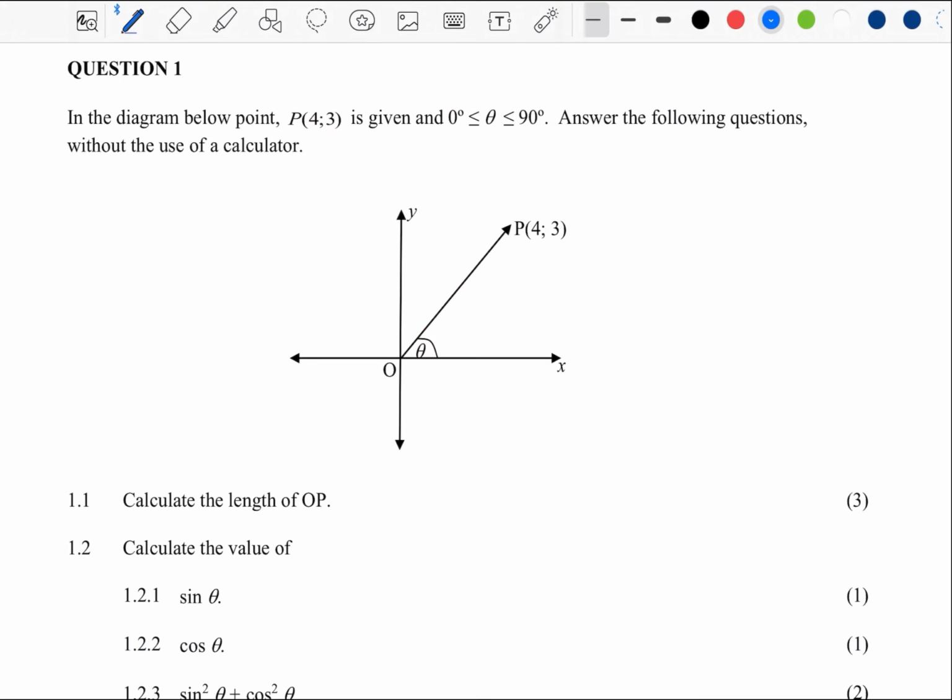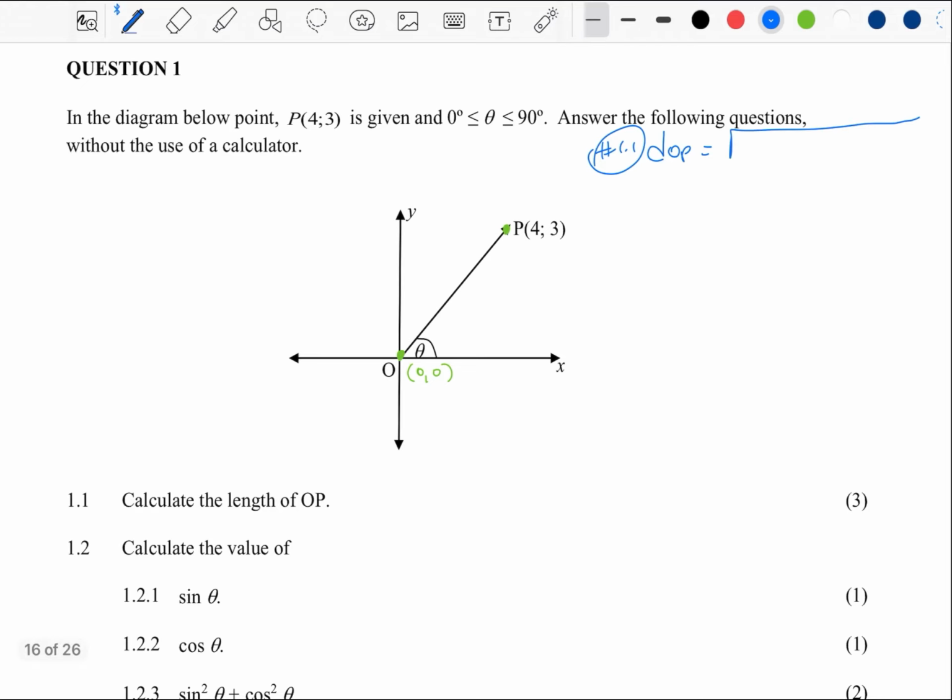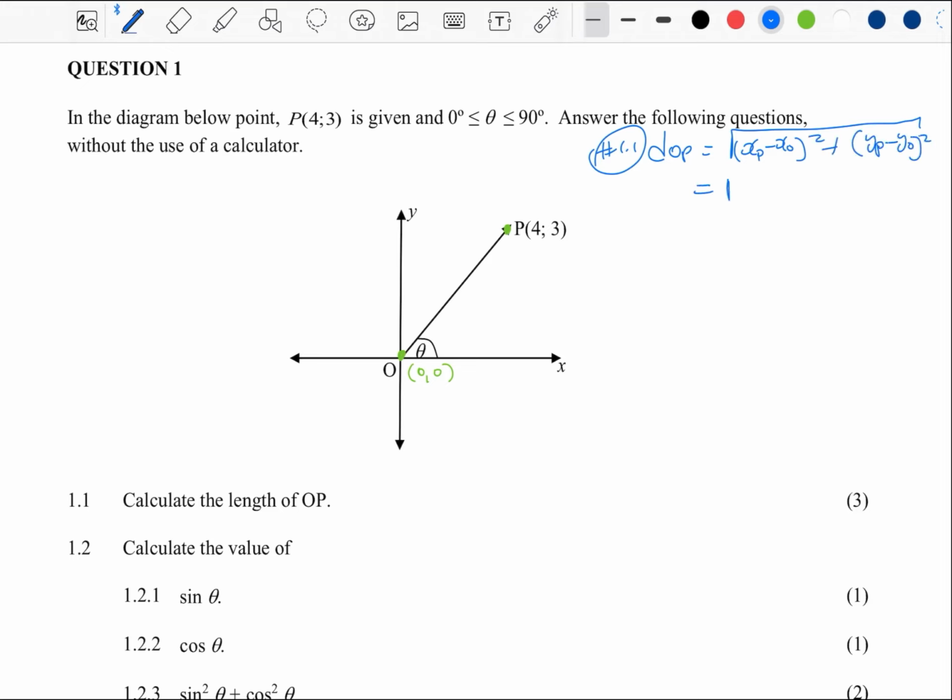Okay, so 1.1 says calculate the length of OP. So basically they want you to find the distance between O and P, right? Just use the distance formula. So the distance formula says the x value of P minus the x value of O squared, plus the y value of P minus the y value of O squared. Okay, and then the x value of P is 4 and the x value of O is 0. Okay, and the y value of P is 3 and the y value of O is 0 squared.